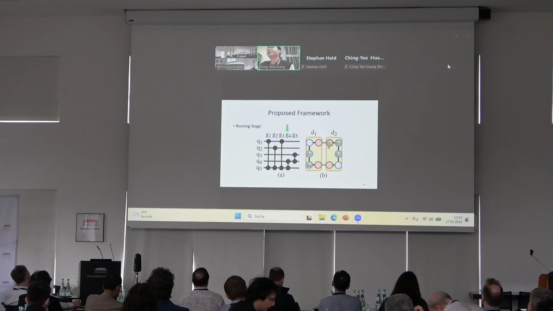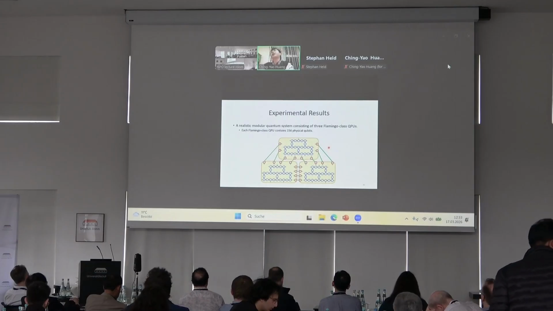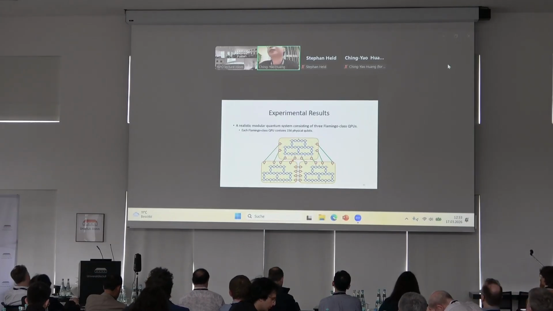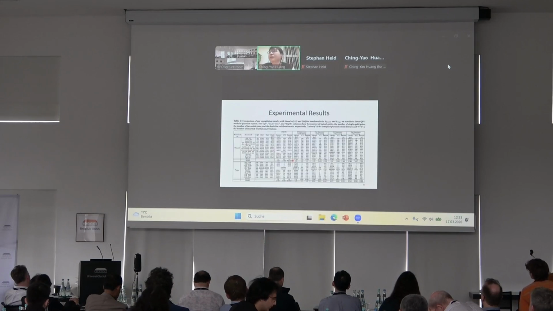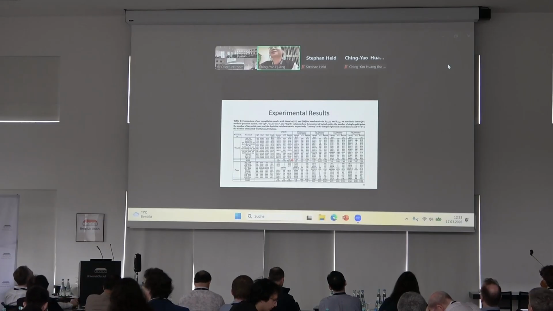In the first experiment, we use a realistic modular quantum system consisting of 3 Flamingo-class QPUs. Each Flamingo-class QPU contains 156 physical qubits arranged in a heavy hexagon topology, and every pair of QPUs is connected by 4 communication links. We compare our method with reference 19, which is the state-of-the-art for the end-to-end circuit compilation framework problem for modular quantum systems. And we evaluate our work by comparing 4 configurations, highlighted by the red rectangles.